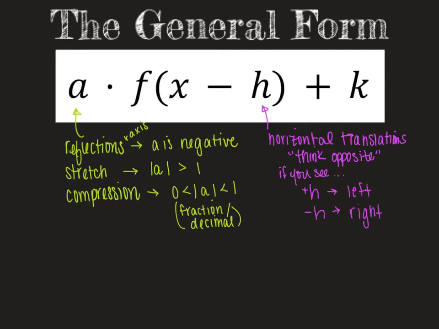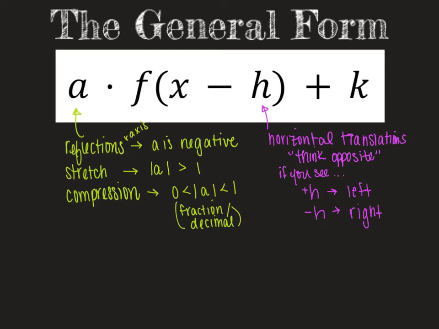So this is where you really need to think about the opposite of what you see. So if you see a plus H, you're going to be going to the left. So it's kind of against your intuition. And that just means we're taking the whole graph and sliding it all to the left or sliding it all to the right.